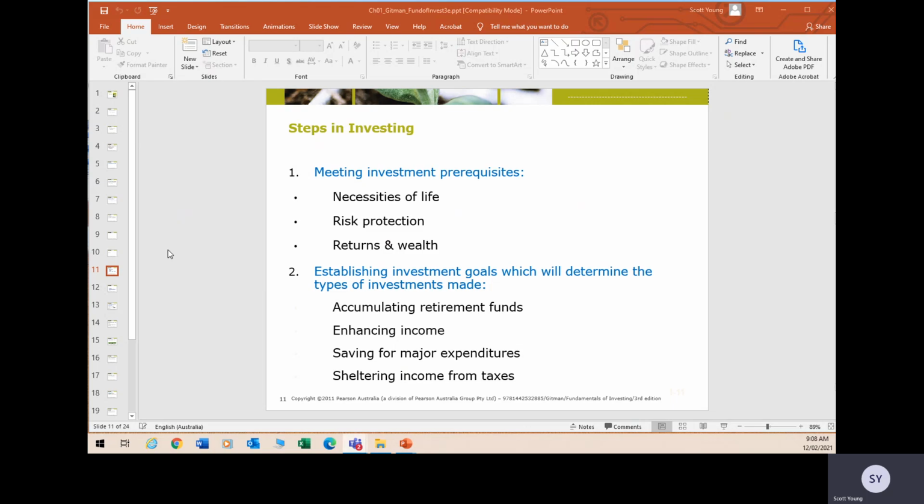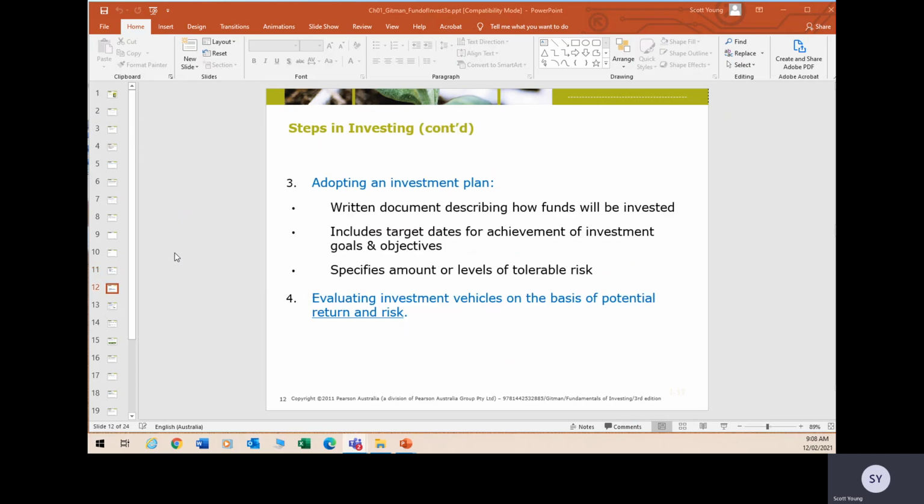So is it retirement, income, major expenditure? Are you trying to shelter from tax, or reduce your tax, etc., etc.? Those four points are covered at the top of page 12, where they talk a little bit more about it. So again, just cast your eyes across, have a quick read of it.